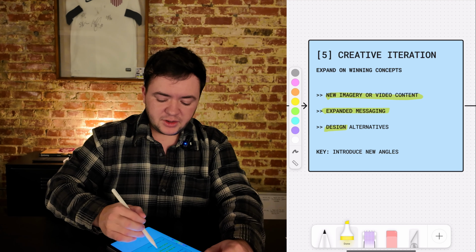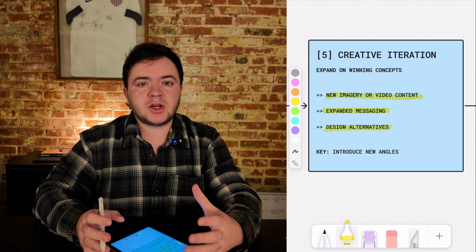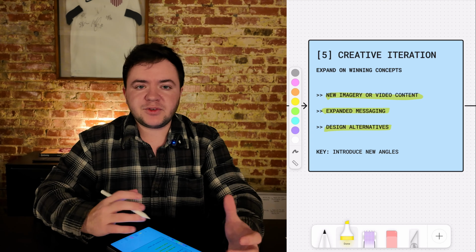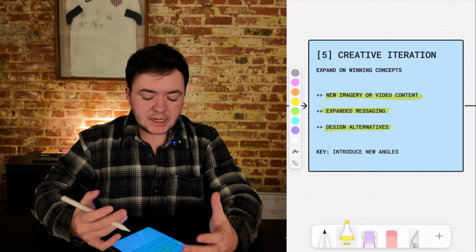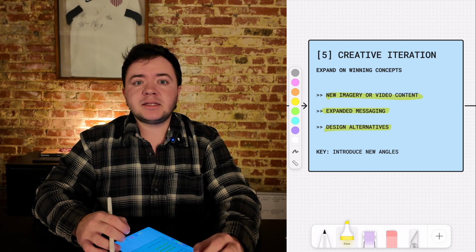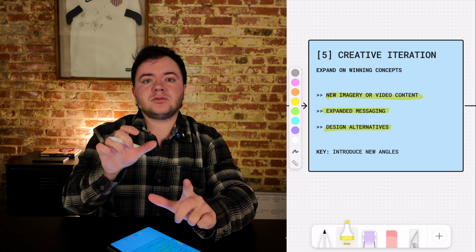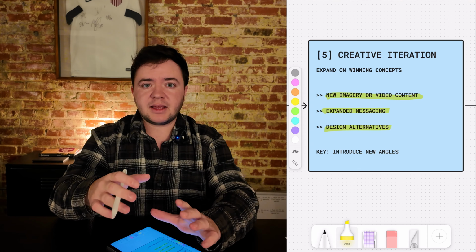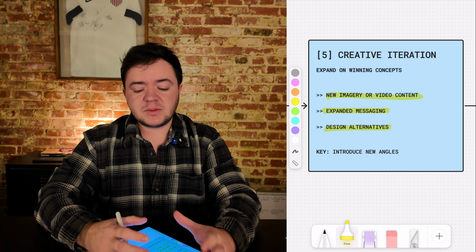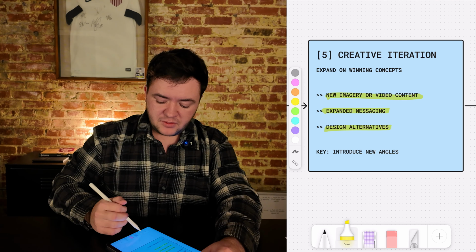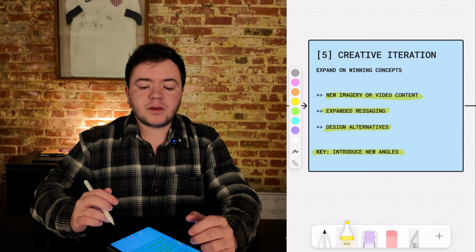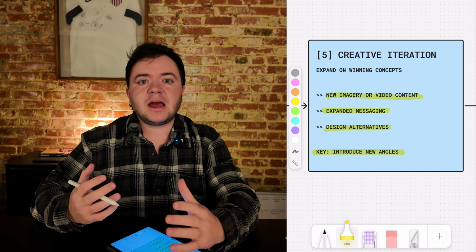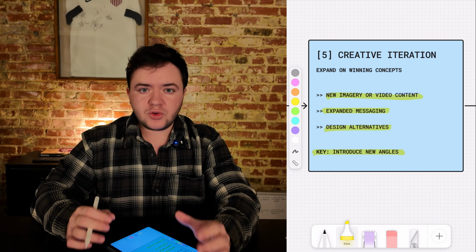Now, the design alternatives can get pretty detailed, so this is trying out different visual hierarchies, different CTAs, button colors, or trying out different overlays and things like that. Again, this is not taking the same ad, swapping out just the text, and running it again. It has to be different enough to be seen as a different approach. And then finally here, you need to introduce new angles. Every single creative cycle, you need to have new angles to introduce to your campaigns.